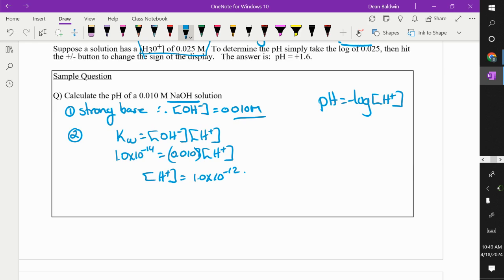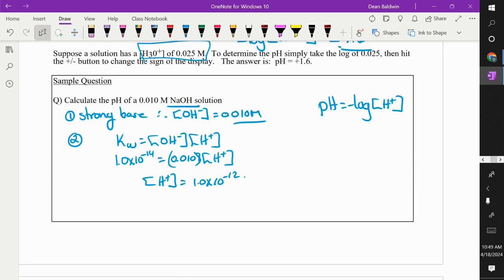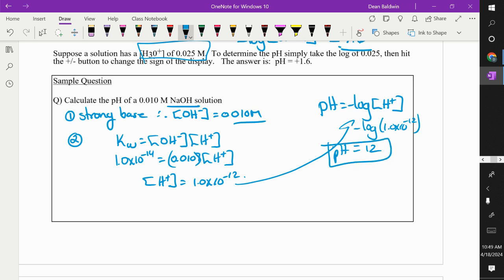You could do it on your calculator, but if it's a 1.0 times 10 to something, the answer is just whatever that exponent is, right? But if you put that in your calculator, you should get 12. pH of 12. Does that pH make sense? You should always ask yourself this. Why does it make sense? Because this is a strong base, so we know we have to be at a higher pH.